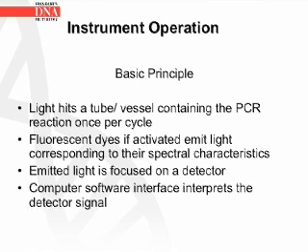First, let's go over the basic principle of how the instrument operates. Light hits a tube or a vessel containing the PCR reaction once per cycle. Fluorescent dyes, if activated, emit light corresponding to their spectral characteristics. This emitted light is focused on a detector, and then the computer software interface interprets the detector signal.